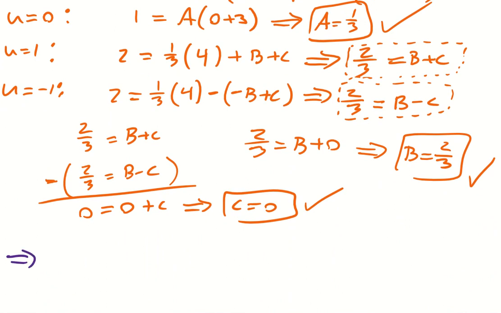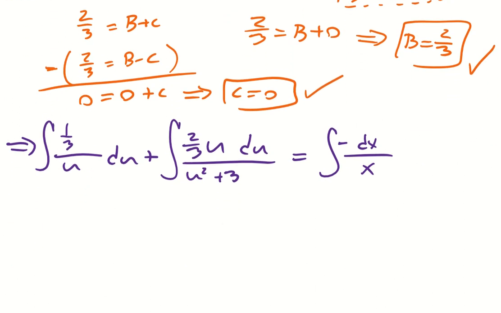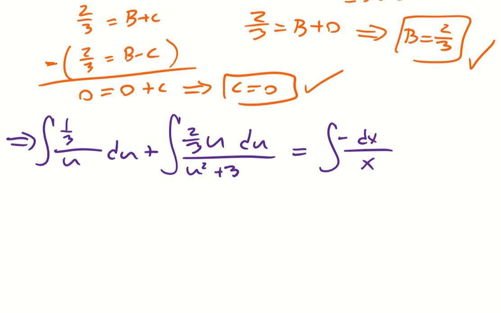Let's see. So we have the indefinite integral of a, which is 1 over 3, over u du, plus the indefinite integral of b, which is 2 over 3 times u, and c just happens to be 0, over u squared plus 3, is equal to the indefinite integral of minus dx over x. All right. The only thing that might give us trouble is this expression.